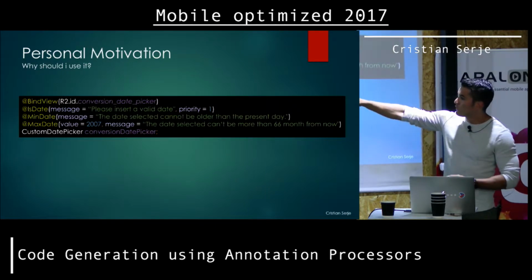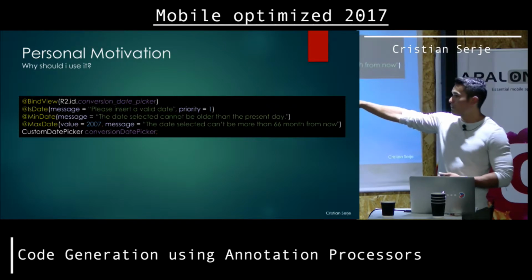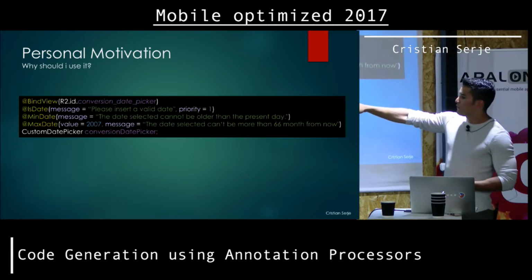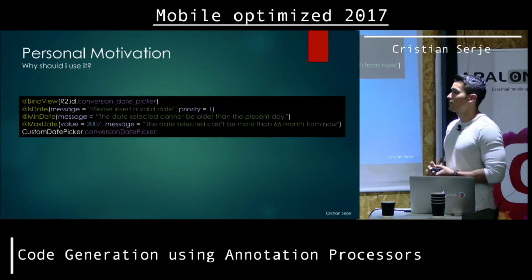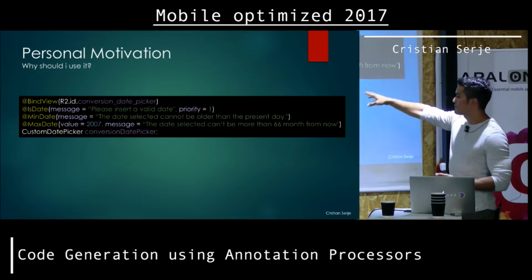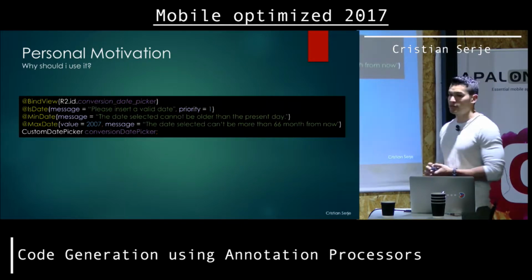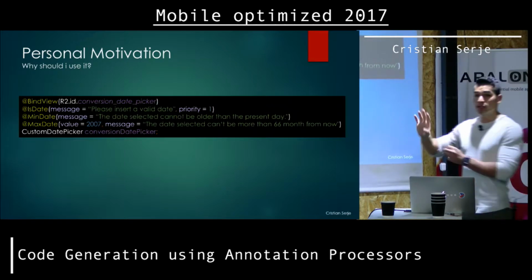It will verify if it's a date, otherwise I will show the error. It will verify if it's a min date, then it will show the day selected cannot be older than the present day. And if it's a max date, it can be 2007 days in the future. If it passes, then it will show an error: the day selected can be more than 66 months from now. So it's pretty self-explanatory.